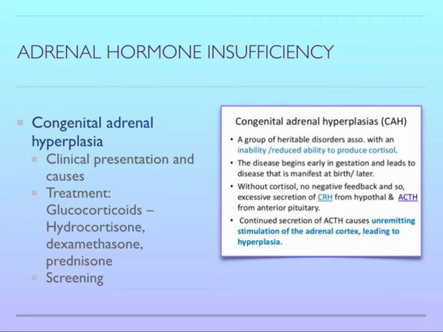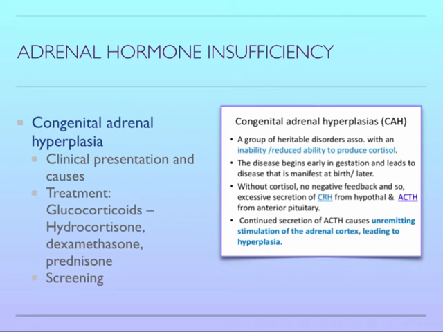Now, another area where we also see adrenal hormone insufficiency is in congenital adrenal hyperplasia. This is something that is brought on during fetal development. Clinical presentation and causes: it's a group of inherited disorders, and the fetus or the baby will have a reduced ability to produce cortisol. It begins early in gestation, and it leads to disease that will manifest at birth or later.